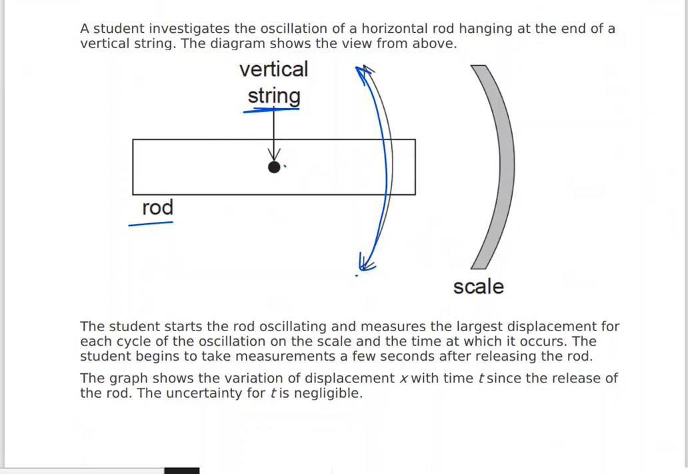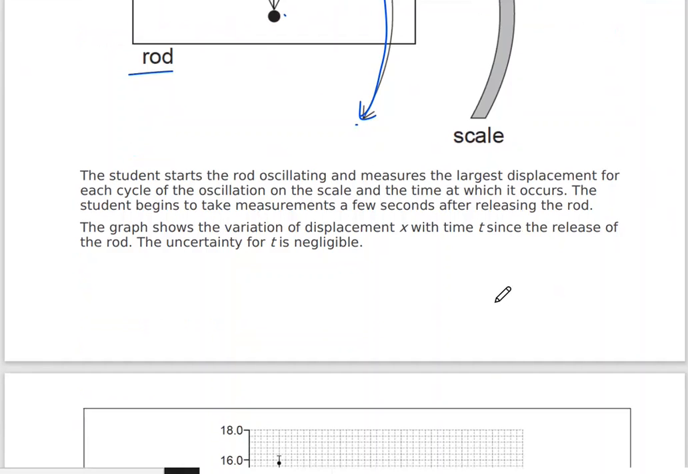The student starts the rod oscillation and measures the largest displacement for each cycle of the oscillation on the scale, and the time at which it occurs. The student begins to take measurements a few seconds after releasing the rod. The graph shows the variation of displacement x with time t. Since the release of the rod, the uncertainty for t is negligible.